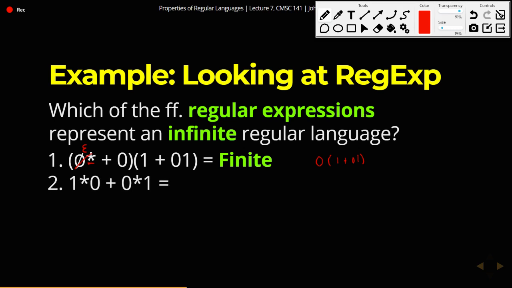Okay. How about this one? We don't need to simplify this one. It's already simplified. And this is infinite because of 1 star and even the 0 star here.